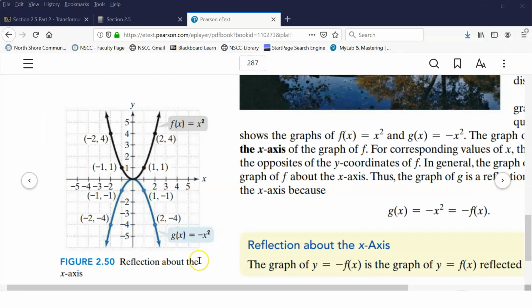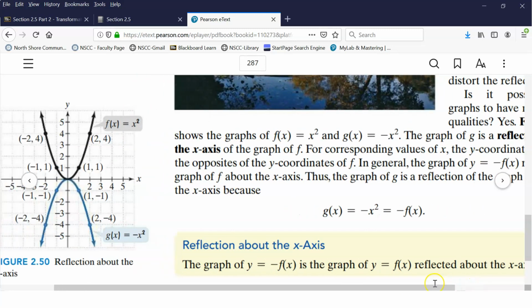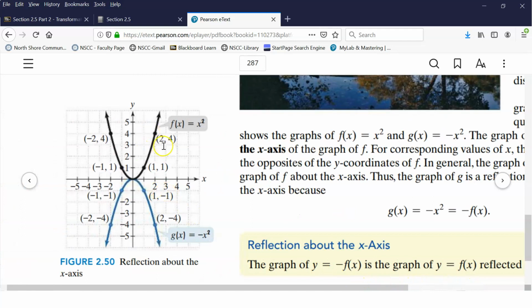Page 287 of your textbook introduces reflections, and the first reflection it will review is the reflection about the x-axis, or a vertical reflection. One practical example of this type of reflection is if you take a picture on your phone and the picture is upside down, you need to rotate it 180 degrees. You can consider this an example of a vertical reflection. And so the graph of minus f of x is the graph of y equals f of x reflected about the x-axis. And so you'll see this visualization here with our quadratic function.